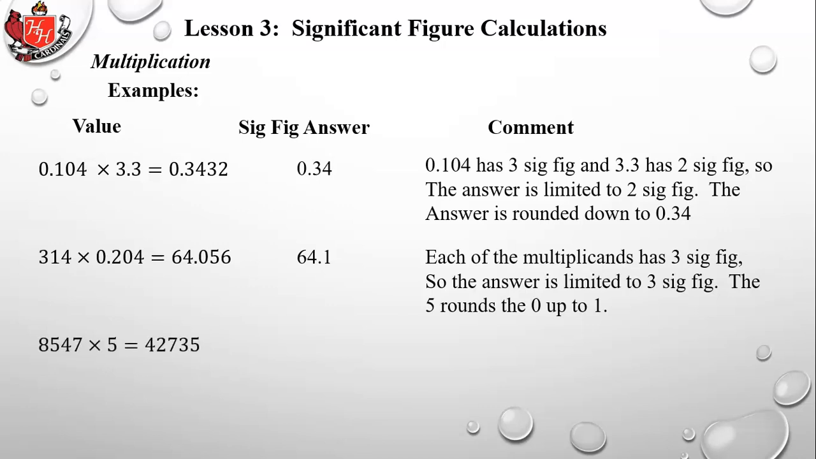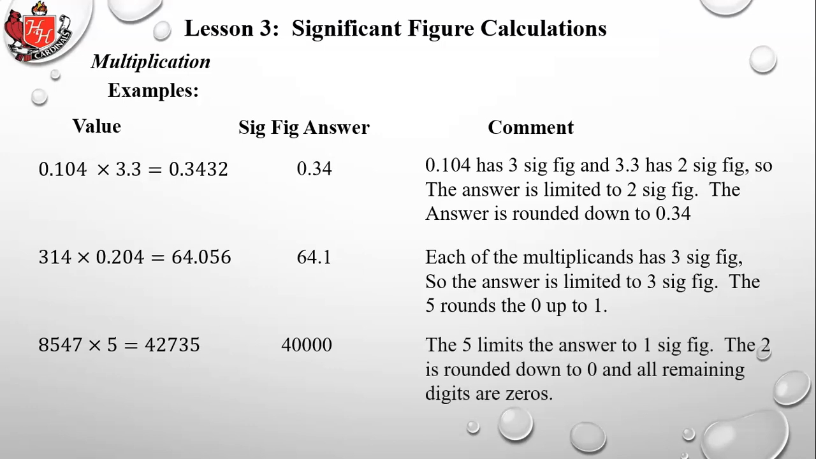What about this? Now this one will make you a little crazy. 8,547 times 5 gives you 42,735. So what's that going to be? Okay, so it's going to be 40,000. The 5, which only has 1 significant figure, limits the answer to 1 significant figure. So it's going to be the furthest digit to the left. The 2 is rounded down to 0, and all remaining digits are zeros. Okay? So you're not going to just eliminate those digits after the 4. You have to turn them into zeros.